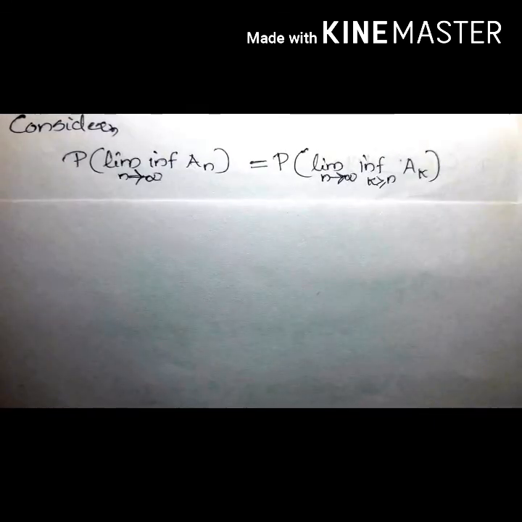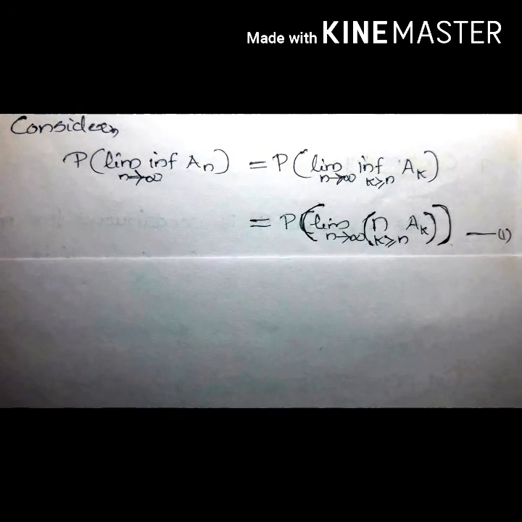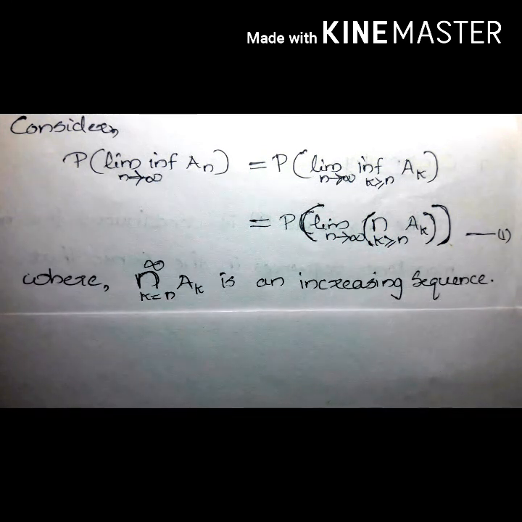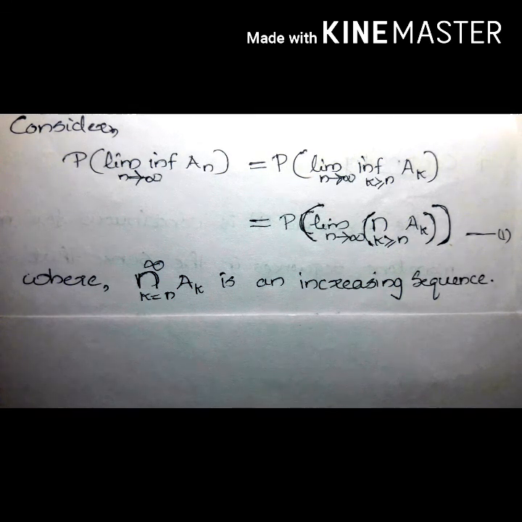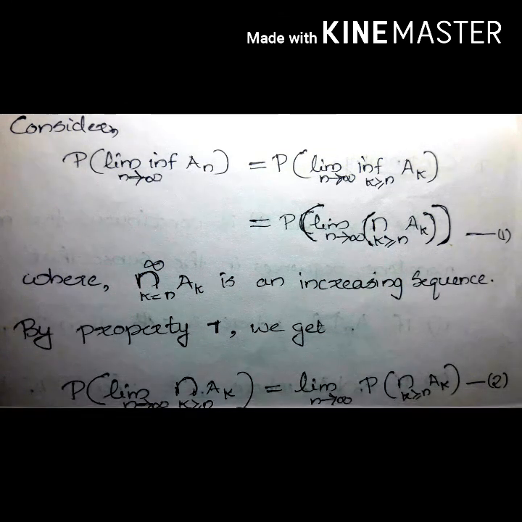consider P of limit infimum An equal to P of limit n tends to infinity infimum k greater than or equal to n Ak, and that is equal to P of limit n tends to infinity intersection k greater than or equal to n Ak. Put it as equation 1, where the sequence intersection k equal to n to infinity Ak is an increasing sequence. Now we can apply property 7, that is continuity of P. We get P of limit intersection k greater than or equal to n Ak equal to limit of P of intersection k greater than or equal to n Ak.